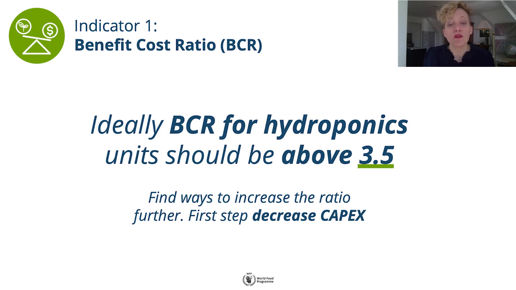Ideally, the BCR for hydroponics units should be above 3.5, and you should try to identify ways in which this ratio can be further increased as a first step by, for example, decreasing the capex. And just to give you some extra motivation here, if you adjust some of the designs in the field and this ratio can increase, it truly means that you're creating more impact for the people we serve. This is why this analysis is so important, and this is why we care about it.